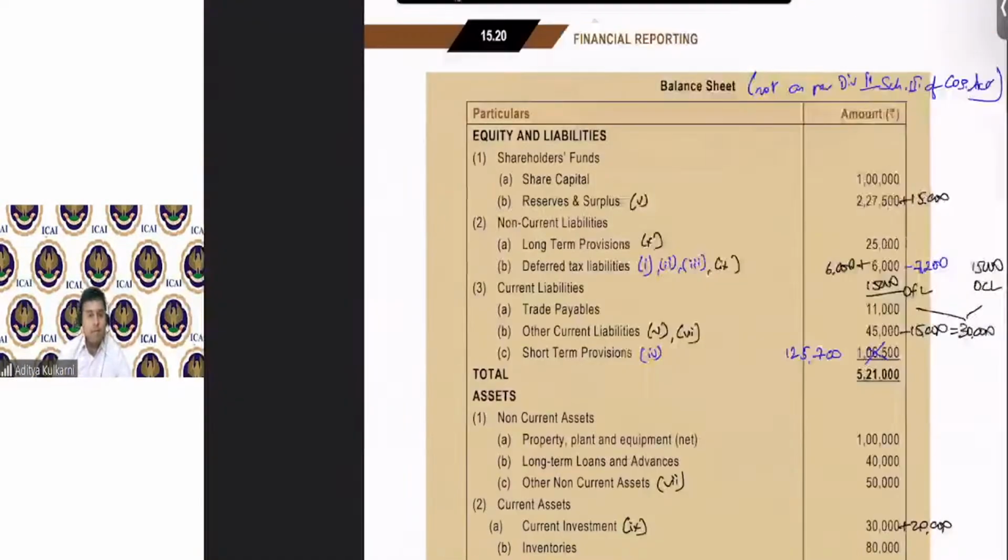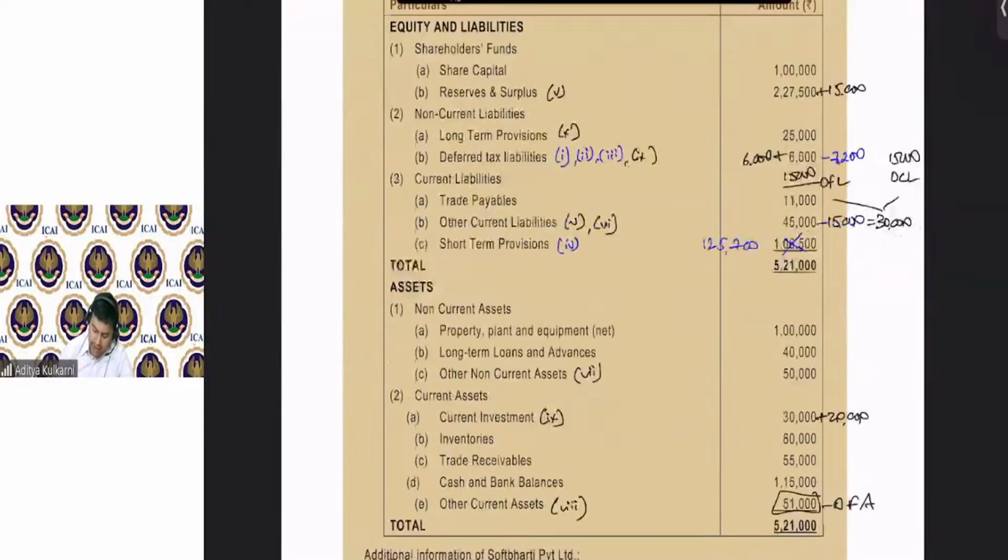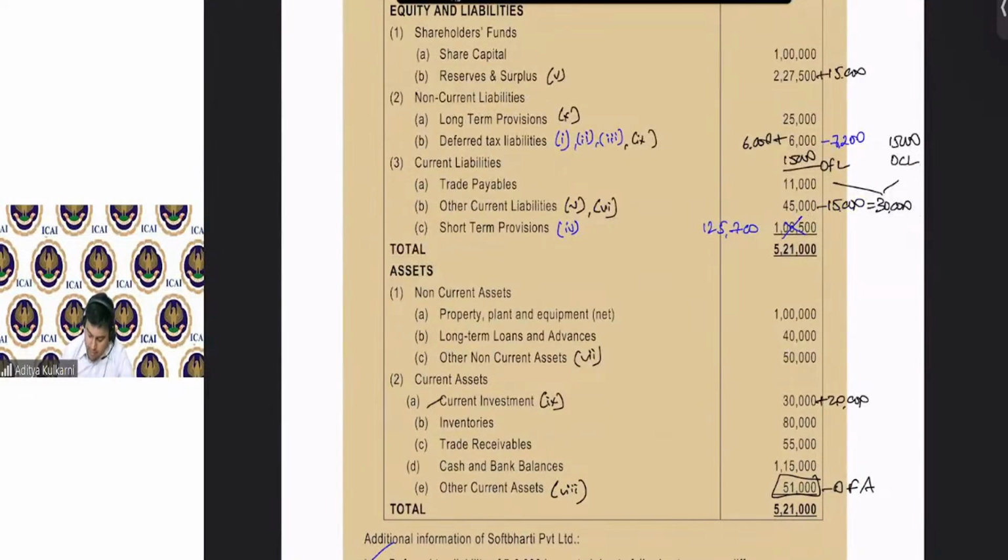There is no other place to debit. See, look at the items. Under current assets, you are having current investments, inventories, trade receivables, cash and other current assets. None of this makes sense for me to regard as a part of employee benefits. Coming to non-current assets, you are having other non-current assets. They have told you what is there. They have told long-term loans and advances. You will definitely not show your defined benefit plan investment under long-term loans and advances, property, plant and equipment.